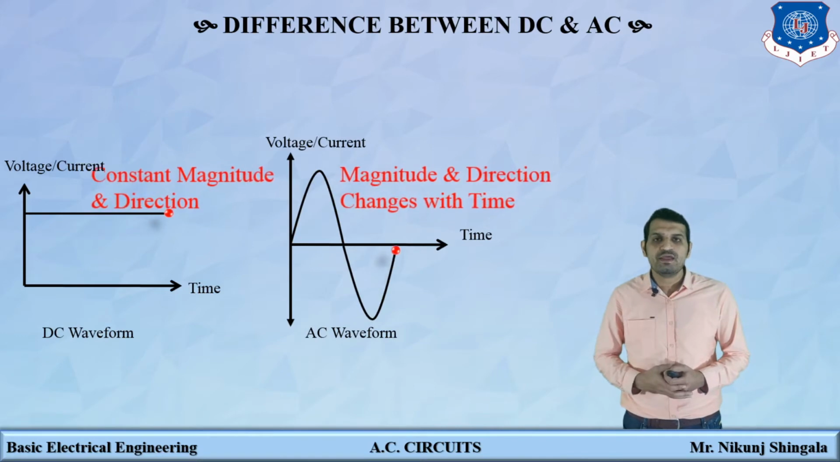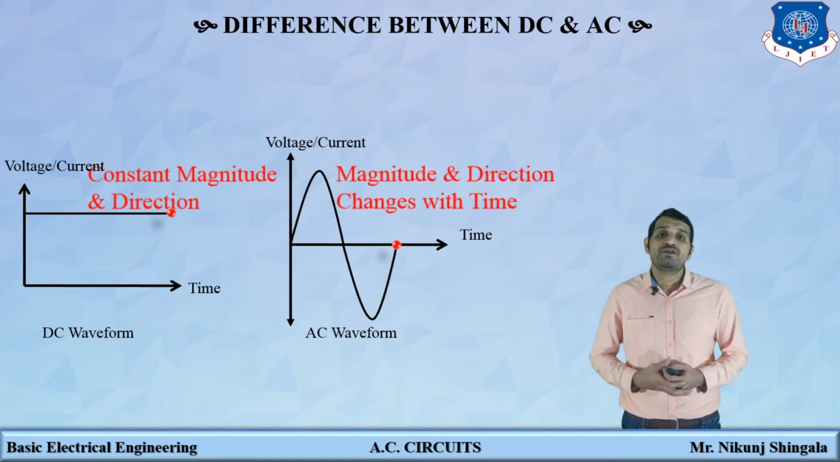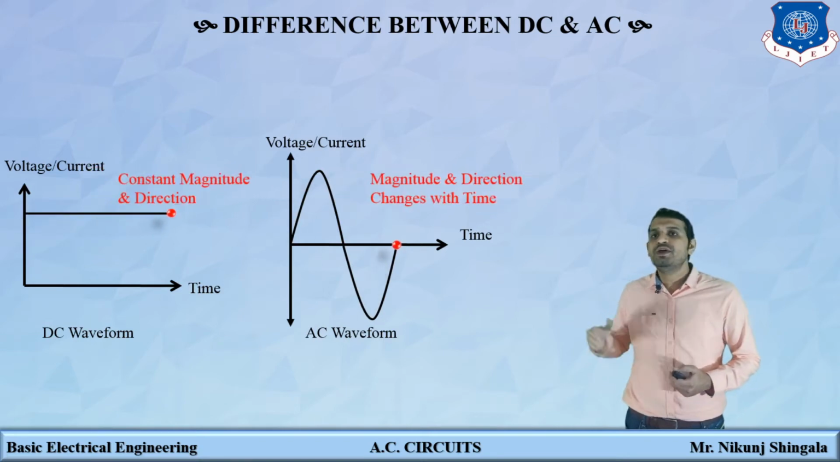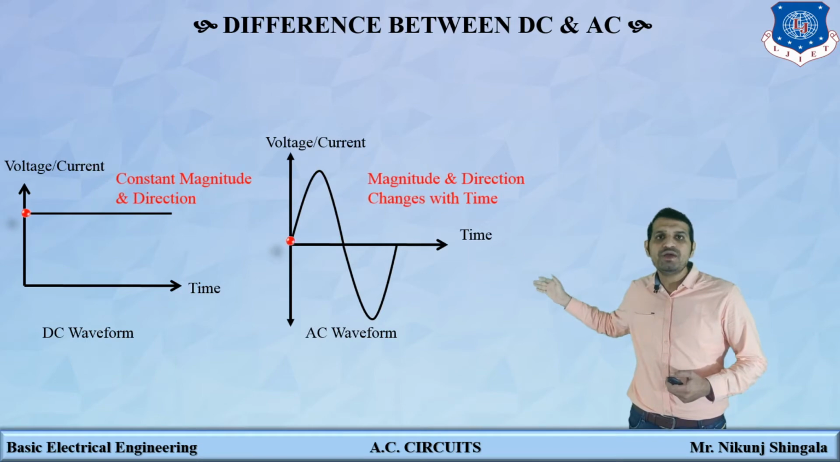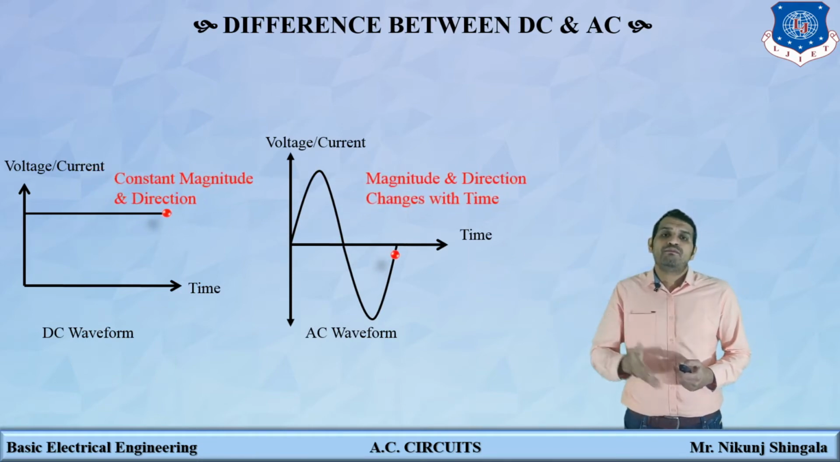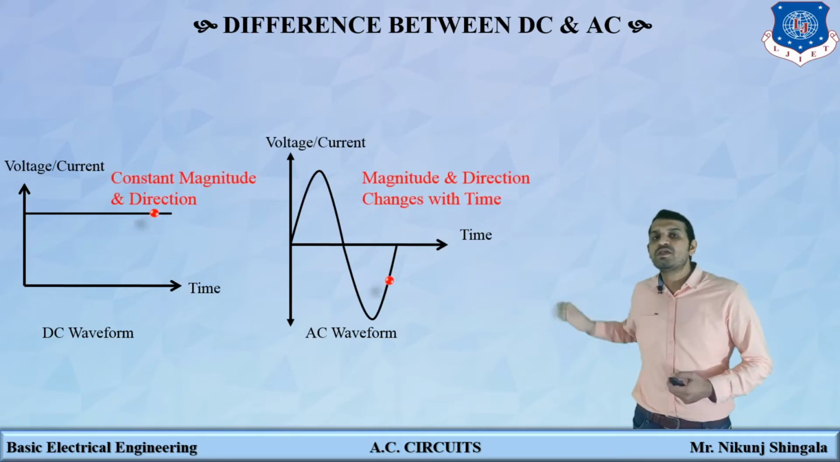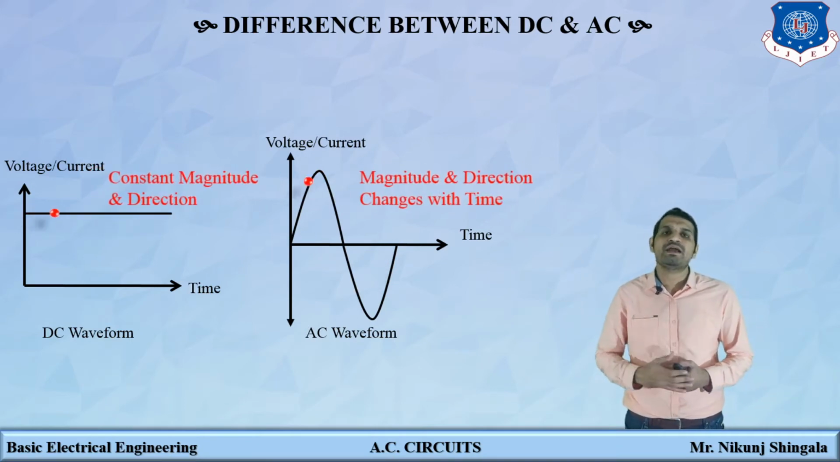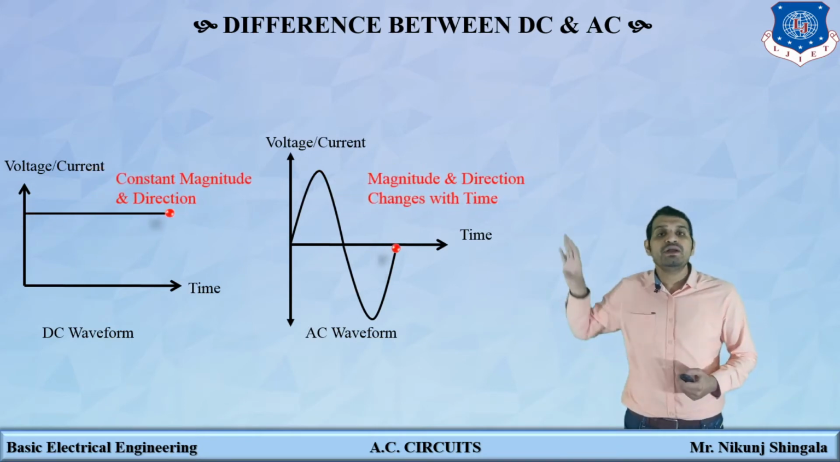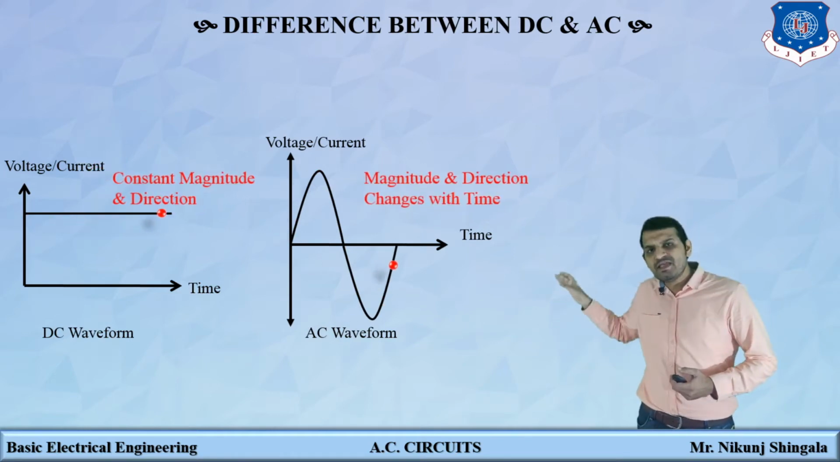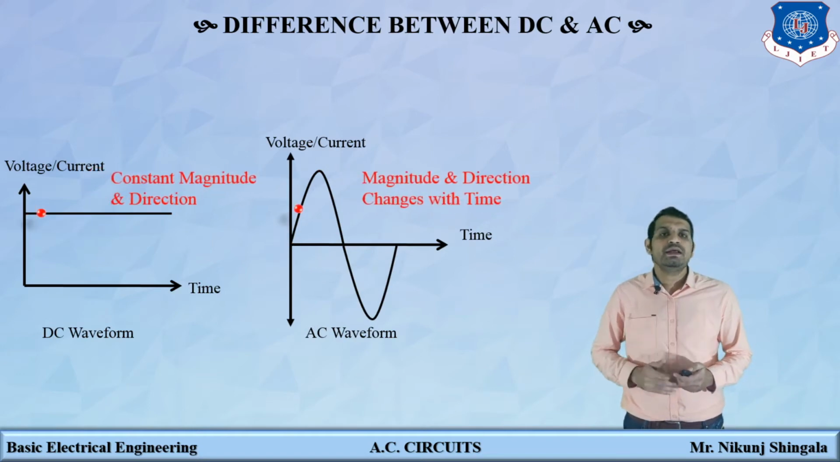In the case of AC, the alternating current is a current, the magnitude and direction of which change periodically or after a certain time. So here you can see not only is the magnitude changing, but the direction is also changing after a certain interval of time. An AC cycle consists of two half cycles, one positive cycle and the other a negative cycle. Not only magnitude changes but direction also changes. So this is the basic difference between AC and DC.